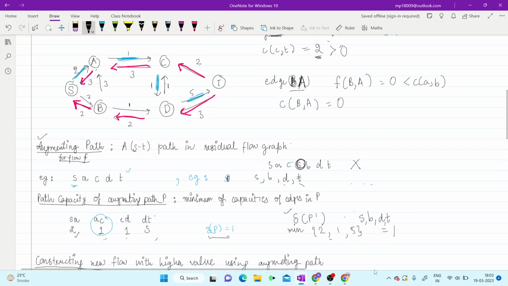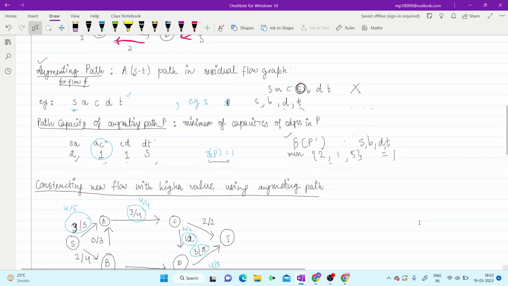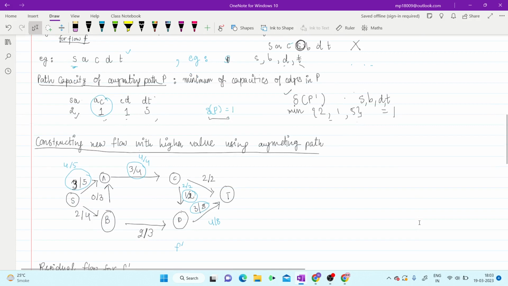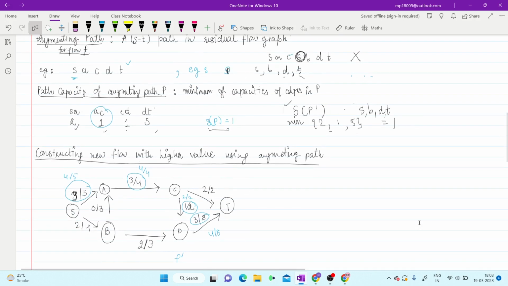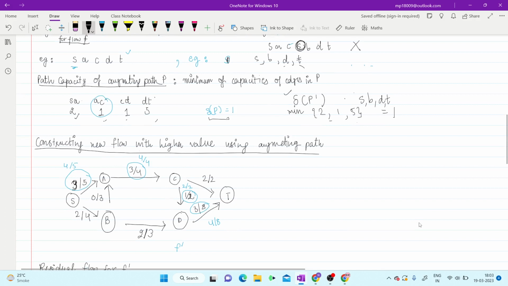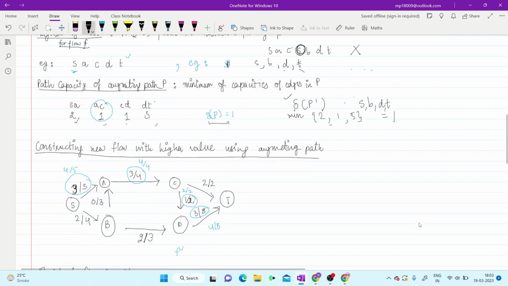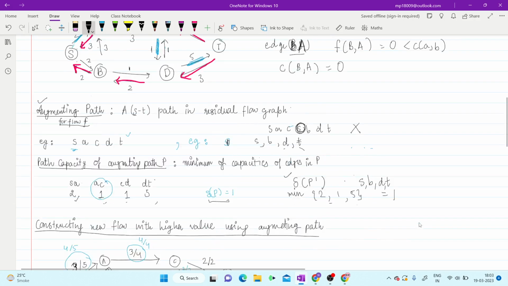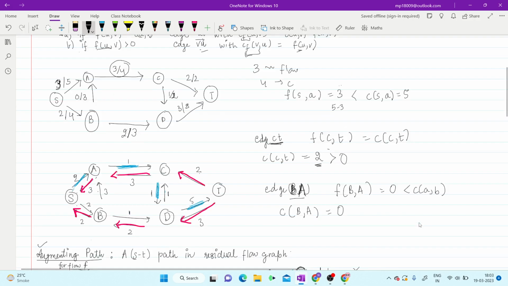So we see that if we have an augmenting path and path capacity, we can construct a new flow. That is, we can construct a new function which satisfies the conservation law as well as the capacity rule, but which has a higher flow value. In this the flow value was 5.